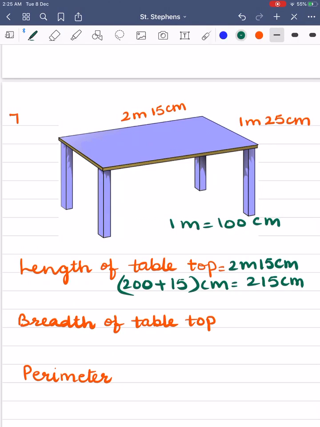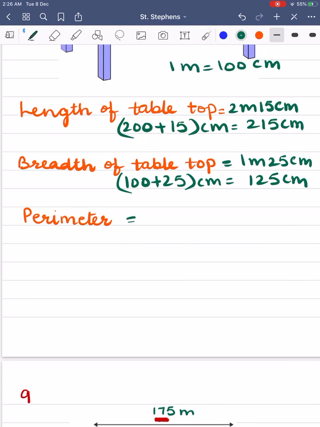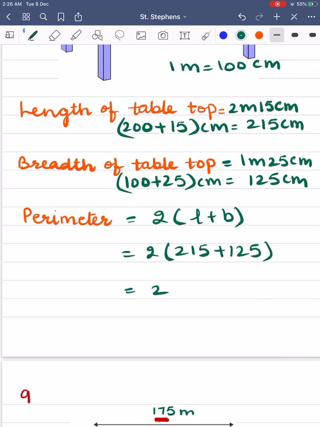Now breadth of the tabletop is 1 meter 25 centimeter. 1 meter is equal to 100 centimeter plus 25 centimeter. So it is equal to 125 centimeter. Now perimeter is equal to twice of (length plus breadth). So we have twice of (215 plus 125). On adding we get 2 into 340 and on multiplying we get 680 centimeter, which can be written as 6 meter 80 centimeter.